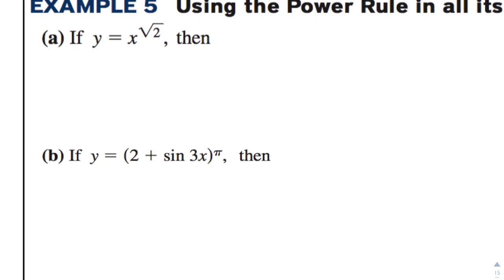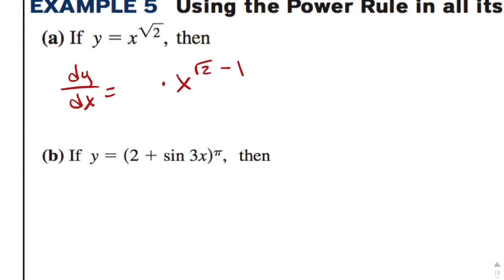So in this one, in example 5, we have x to the square root of 2. So in this case, we are just going to say dy/dx is equal to the square root of 2 times x to the square root of 2 take away 1. Now that does not fall under the radical, it falls on the outside of the radical. And we're done.